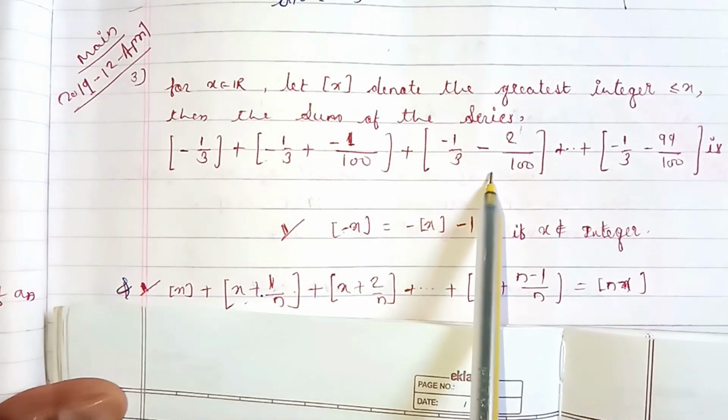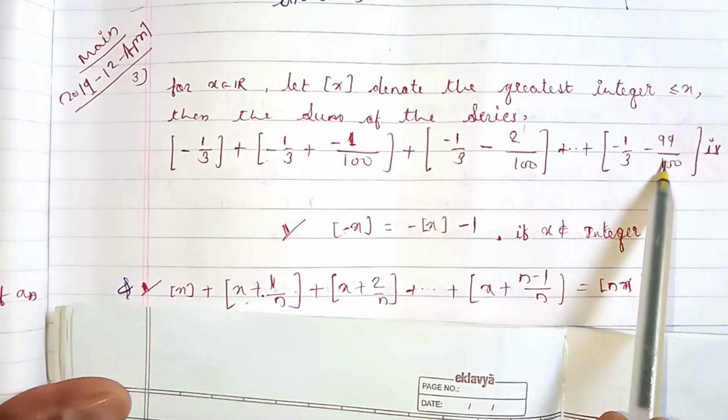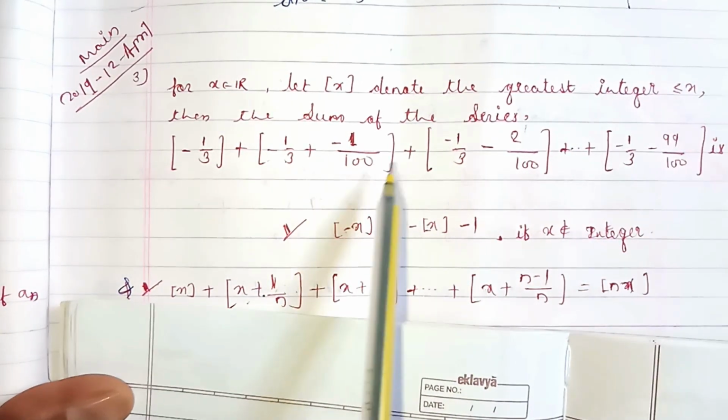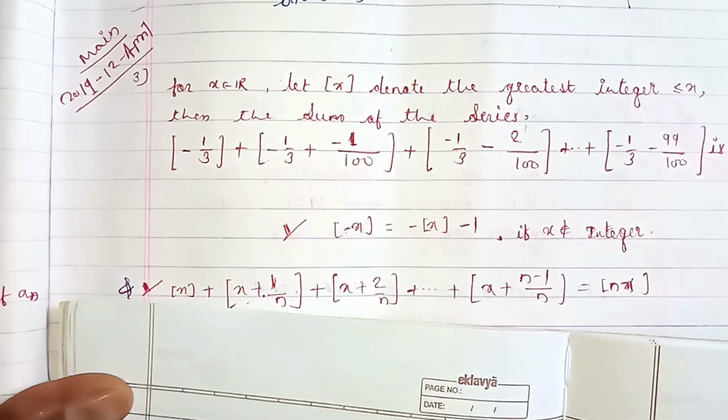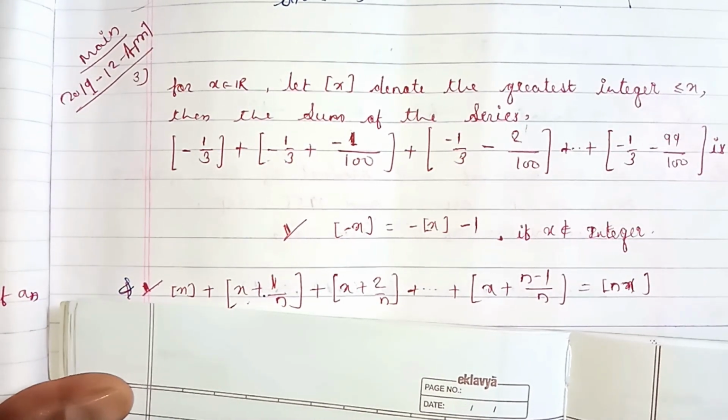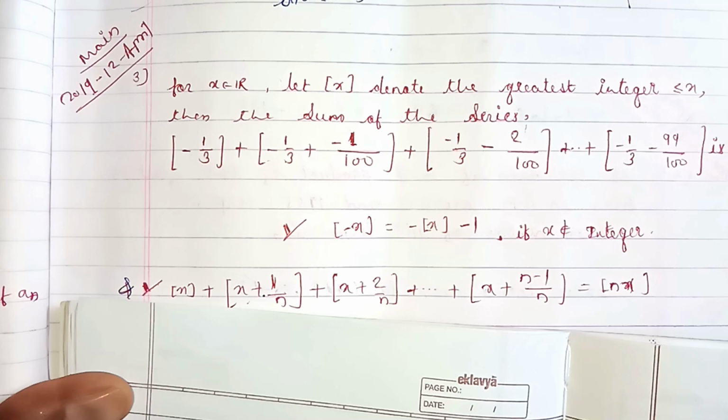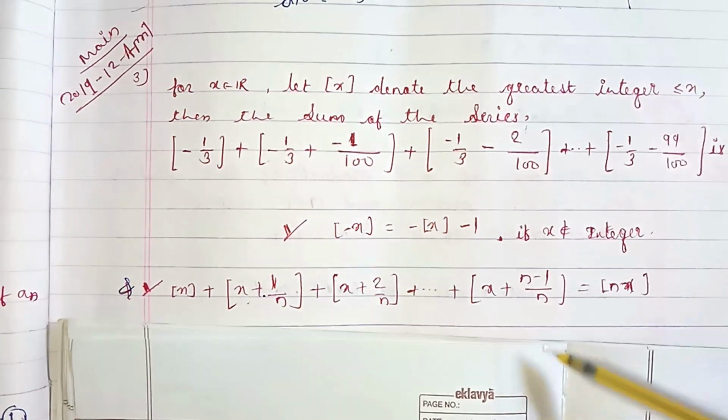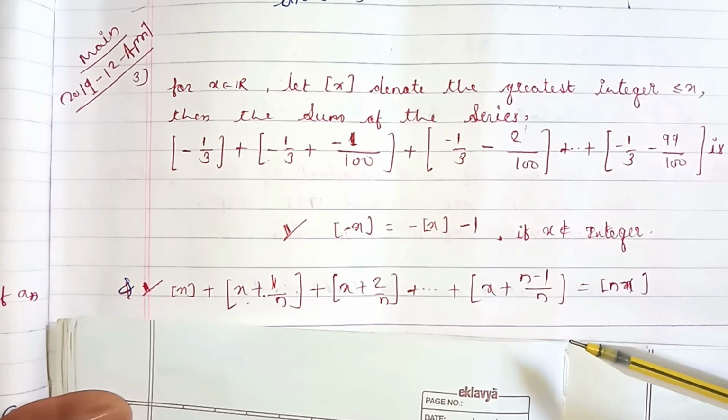Similarly, do it here until the end. Because 1 by 100, 2 by 100, up to 99 by 100, that means there are a total of 100 terms, so it is quite difficult to find the sum directly. So we have to apply these two results, which can give us the answer quickly.